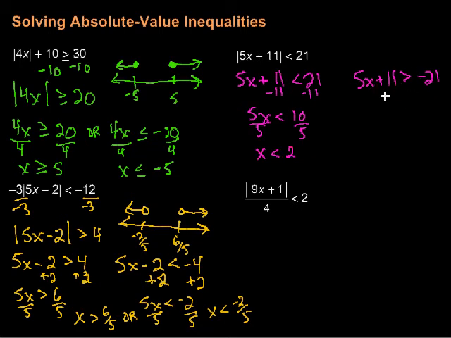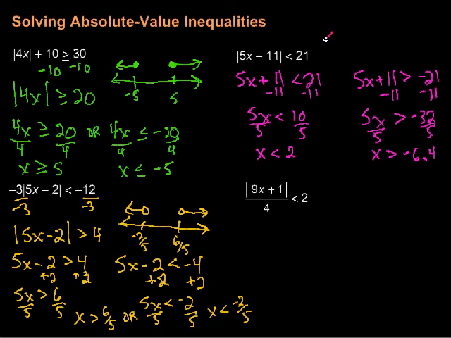Then over here, again, we're going to subtract 11 from both sides, and we have 5x is greater than negative 21 minus 11, which is negative 32. Divide by 5, and we have x is greater than negative 32 fifths, which is the same as negative 6 and 2 fifths, or negative 6.4. Let me call it negative 6.4, just so we don't have to deal with any fractions here.